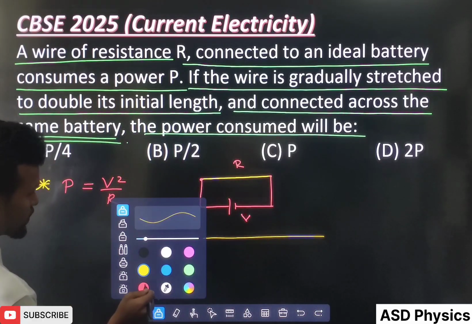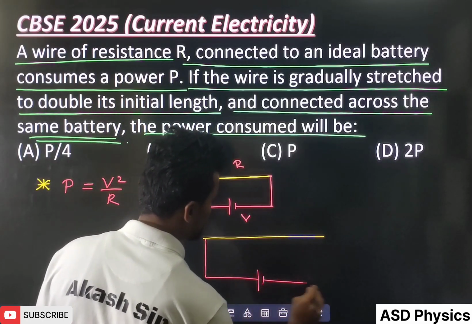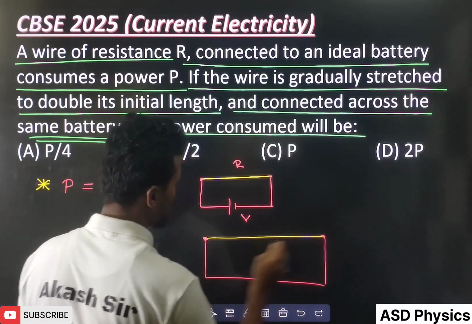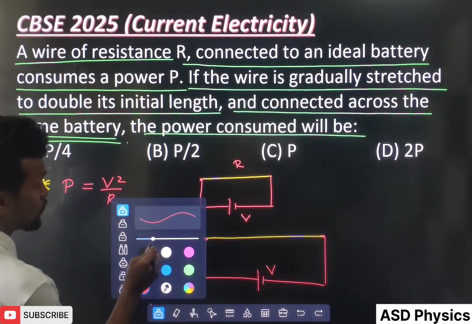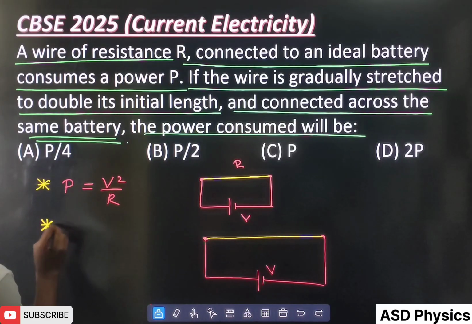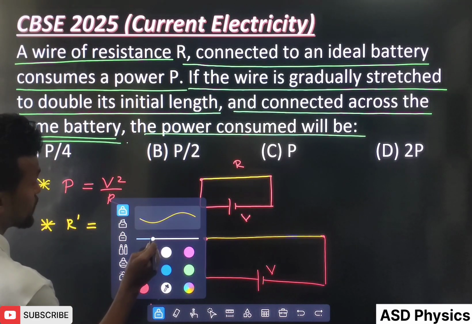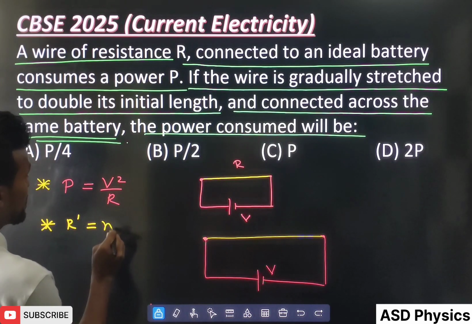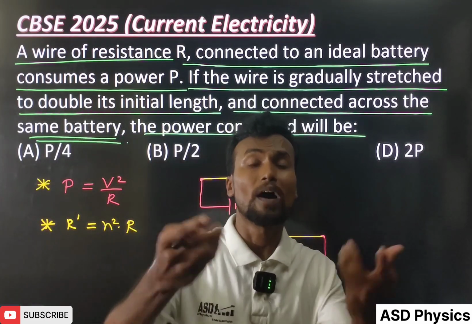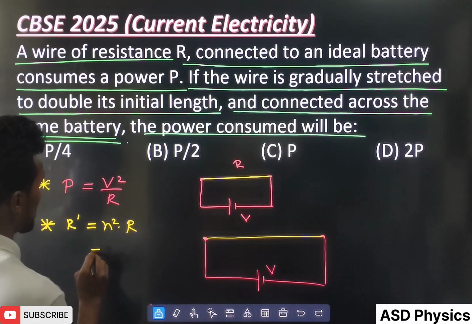So remember here, students, when the wire is elongated and connected across the battery, we have to use the concept of elongation. When the wire is elongated, this new resistance R dash is given by N square into R. If the length of the wire becomes N times after elongation, it becomes N square R.